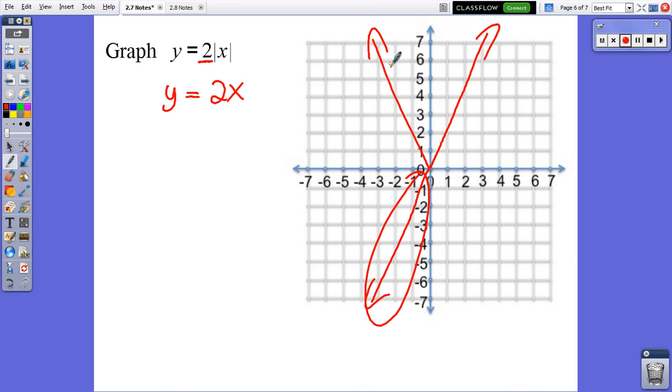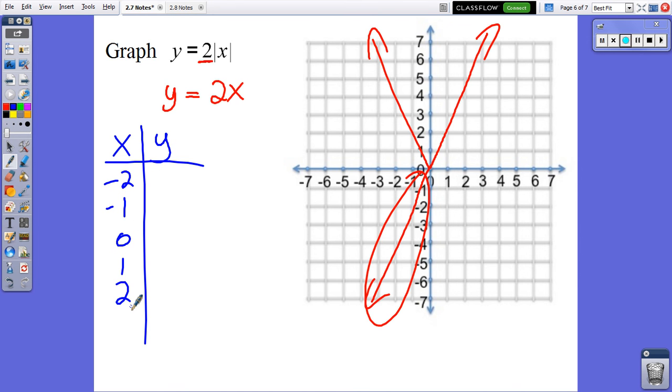But again, we could just make a table. So we could say, let's say x and y here, and we could plug in maybe negative 2, negative 1, 0, 1, 2. And if we plug in negative 2, we're going to get absolute value of negative 2, which is 2, then times 2 gives you 4. So negative 2, 4, that's this point right here. And we could go through and do all these, and they would line up. You would get negative 1, 2, 0, 0, 1, 2, and 2, 4. And they would line up.